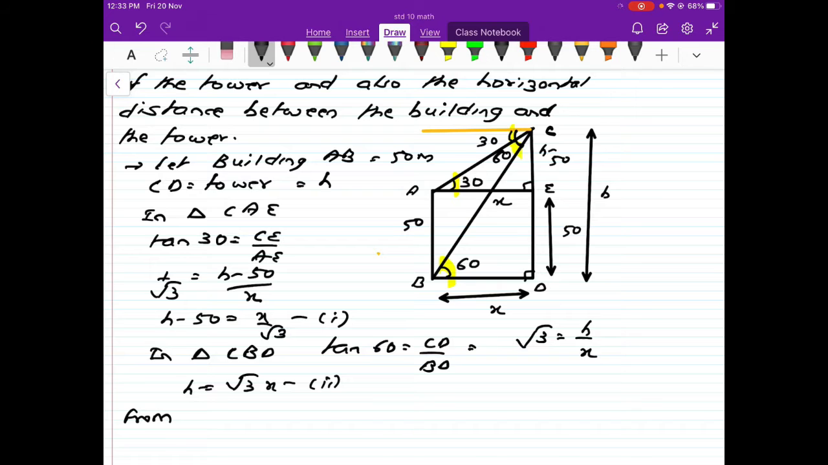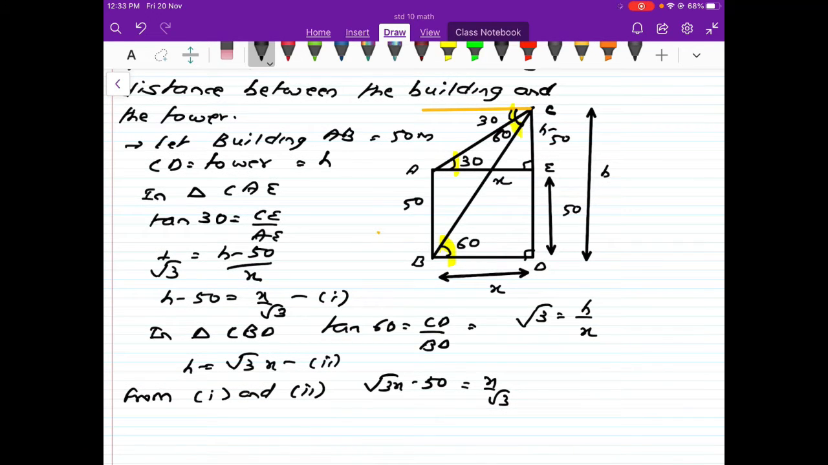Now from statements 1 and 2, I can replace the value of h in terms of root 3 x. So from 1 and 2, we can say, instead of h minus 50, I can put root 3 x minus 50 is equal to x upon root 3. So what we'll do is we'll just cross multiply. So this becomes 3x minus 50 root 3 is equal to x. So 3x minus x, that is 2x, is equal to 50 root 3. Therefore x is equal to 25 root 3. So that is the value of x.